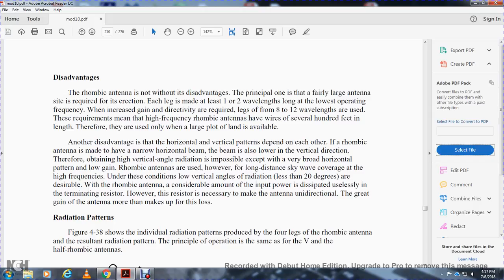Another disadvantage of the horizontal-vertical pattern, depending on the shape of the rhombus, is that it is made with a narrow horizontal beam. The beam is lower for the vertical direction, therefore obtaining a high vertical angle of radiation is impossible with a very broad horizontal pattern. Low gain of the rhombic antenna is used.